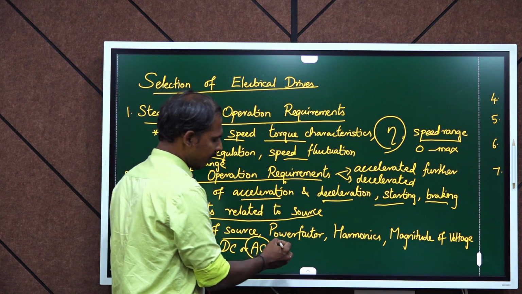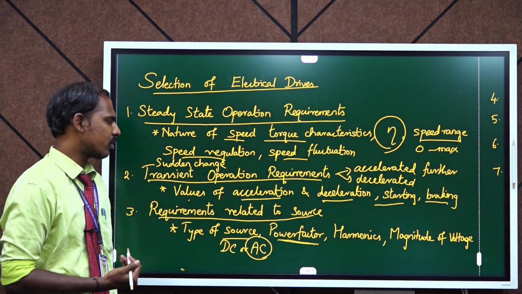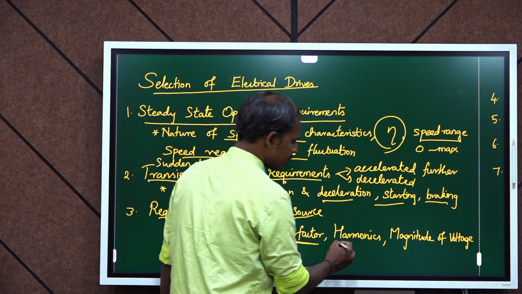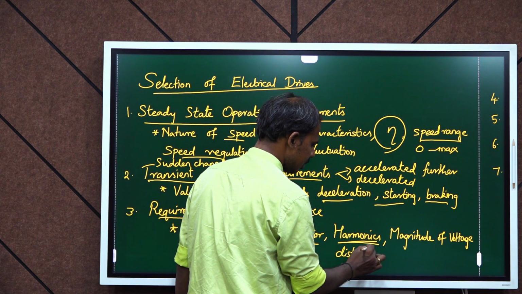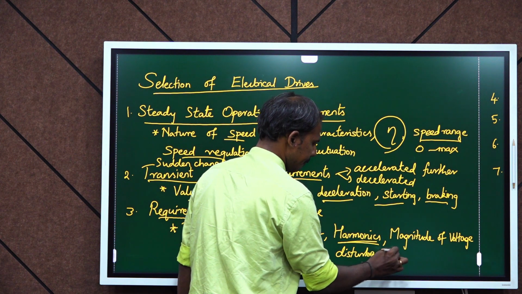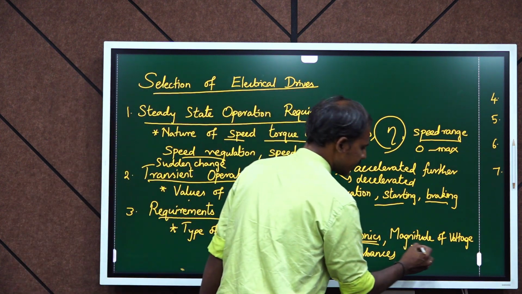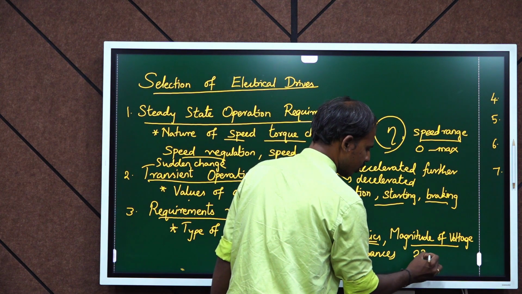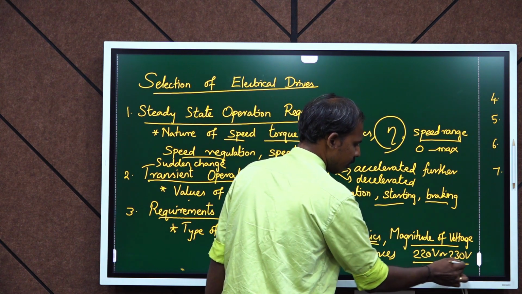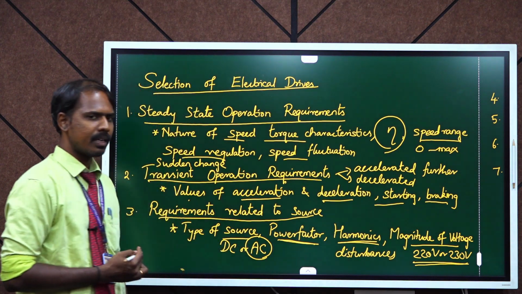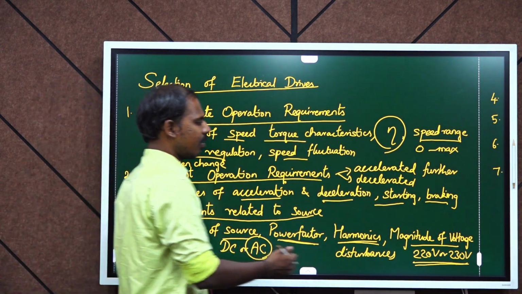Then the second one is power factor. We have some values within which the power factor should lie. Then harmonics, it is focusing on disturbances, so harmonics have to be considered. Then magnitude of voltage. Normally if it is 220 volt or 230 volt, we should understand the magnitude value. What is the value that we are operating? So these are some of the basic parameters that we have to focus on.